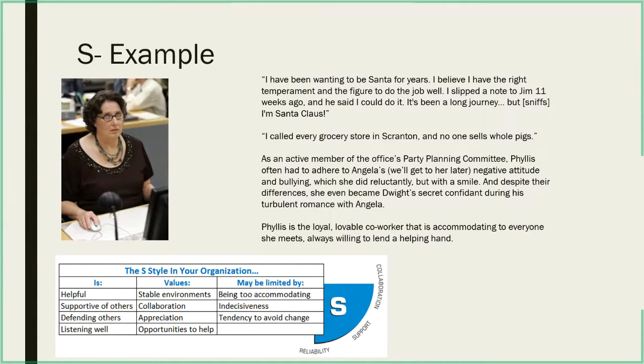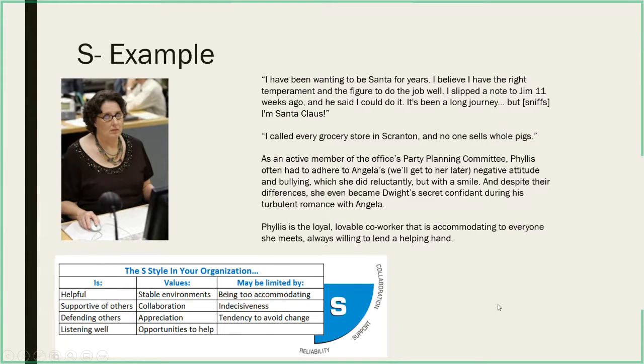I will tell you, S's don't like a lot of change. C's don't either. So just things to know. They might avoid change. They might be a little indecisive. So it's great to have multiple team members with different styles and not everyone being one style, like all S's or all D's.